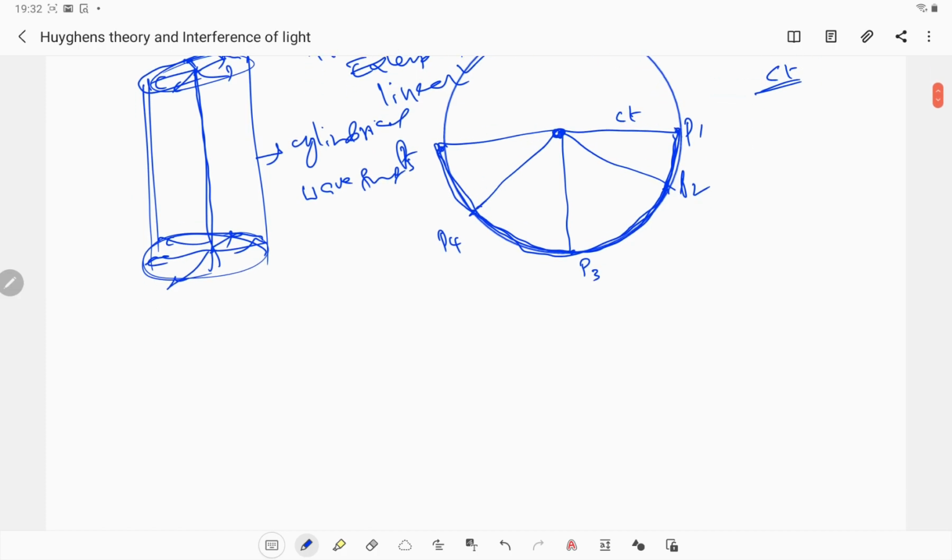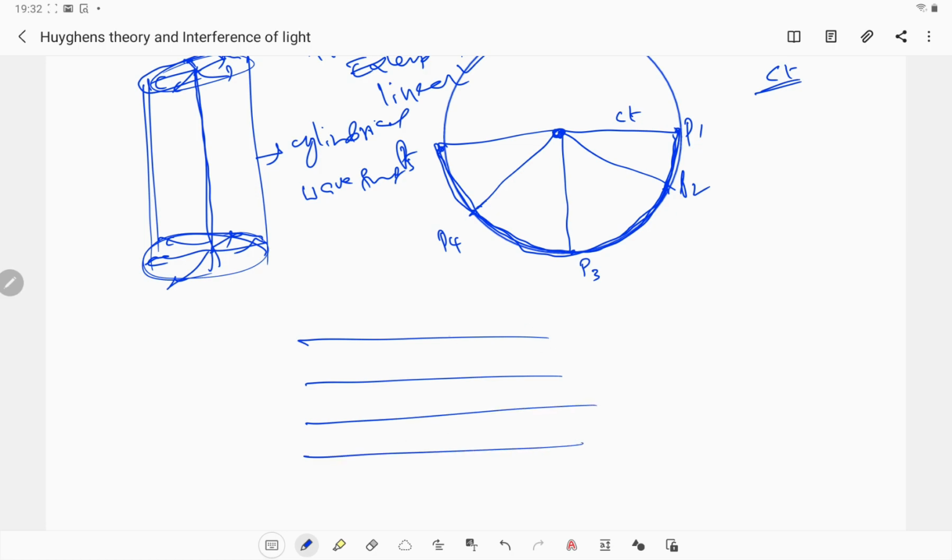If any source is at infinite distance, either it may be a point source or any source, here the shape of the wave is plane. This is a plane wavefront when the source is at infinite distance.